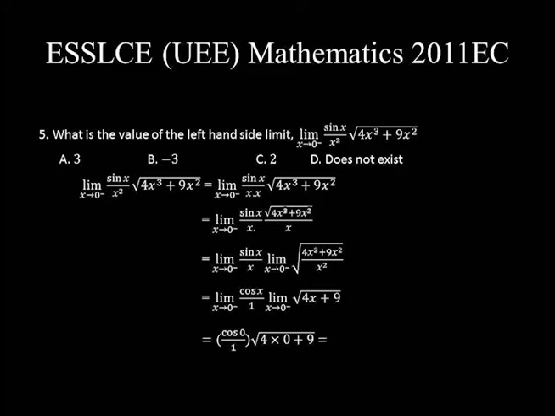Thus, cosine 0 divided by 1 times the square root of 4 times 0 plus 9, which is equal to cos 0 is 1, 1 divided by 1 is 1, times 4 times 0 is 0, 0 plus 9 is the square root of 9. 1 times the square root of 9 is the square root of 9. The square root of 9 is equal to 3. Choice A is the correct answer.